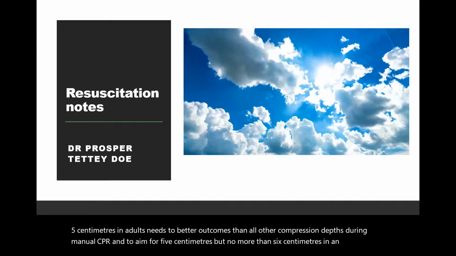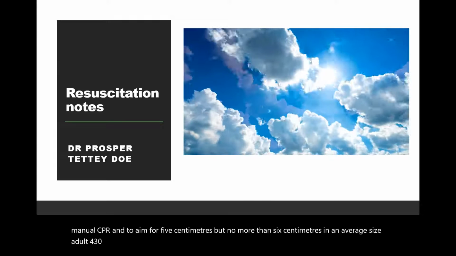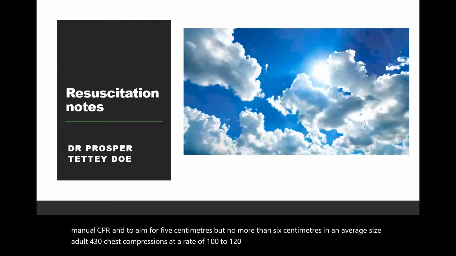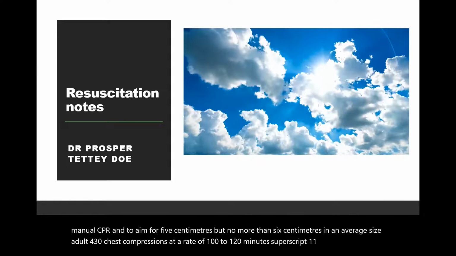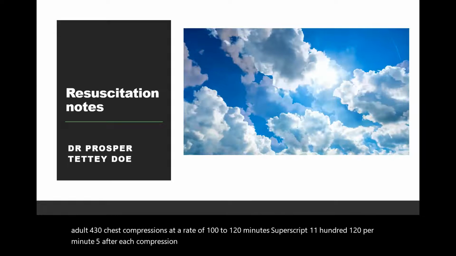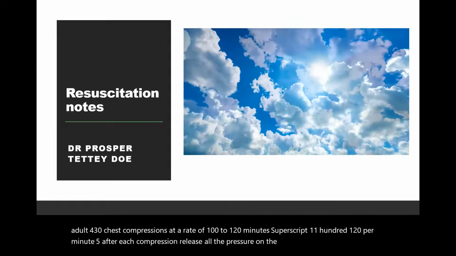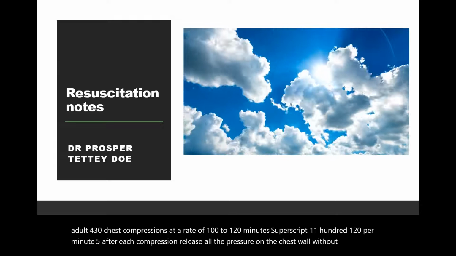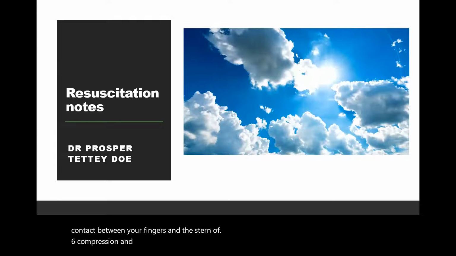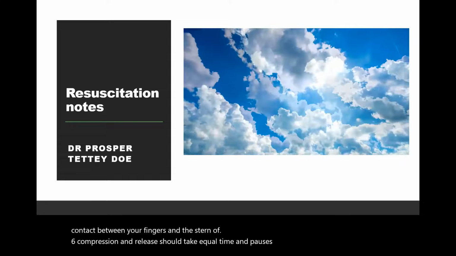4. Do 30 chest compressions at a rate of 100 to 120 per minute. 5. After each compression, release all the pressure on the chest wall without losing contact between your fingers and the sternum. 6. Compression and release should take equal time and pauses in chest compressions should be minimal.